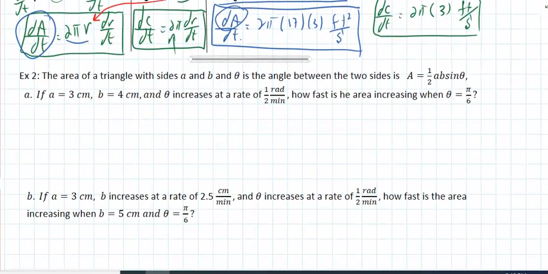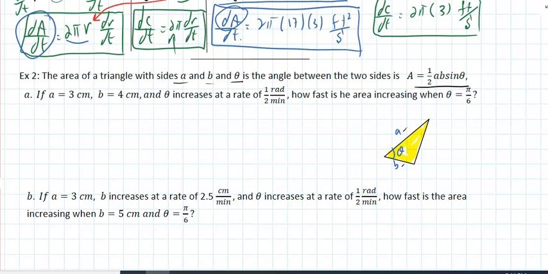Second problem. To find the area of a triangle, given any triangle, if I told you this side is A, this side is B, and the angle is included in there, then the area of a triangle with sides A and B and the angle theta between the two sides is given by, the area is 1/2 A times B times the sine of theta. I could derive that, but that's trig.